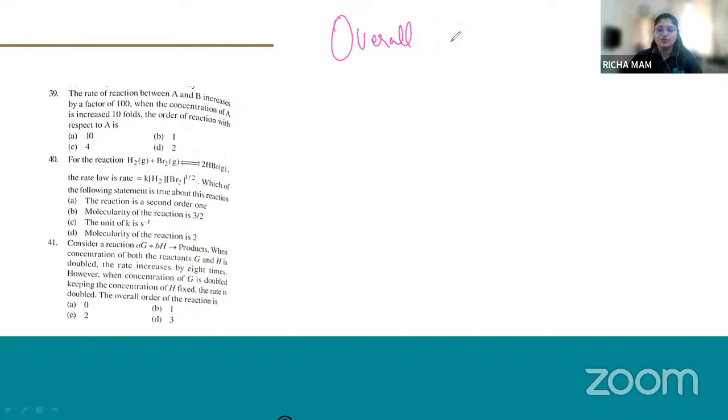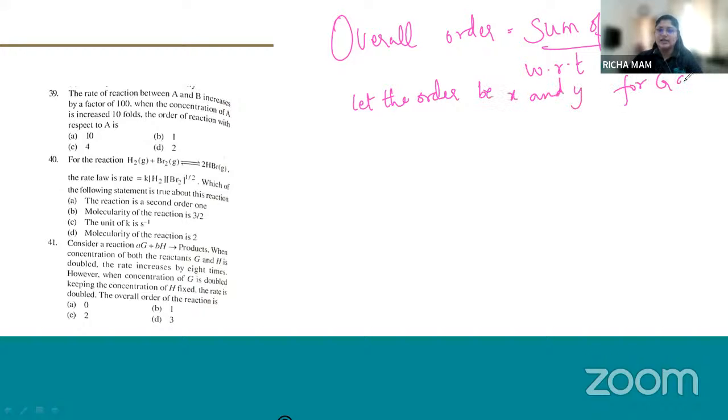Overall order is calculated as the sum of orders with respect to reactants. So with respect to each reactant, we have to calculate the sum of the orders. Let the orders be x and y for G and H.